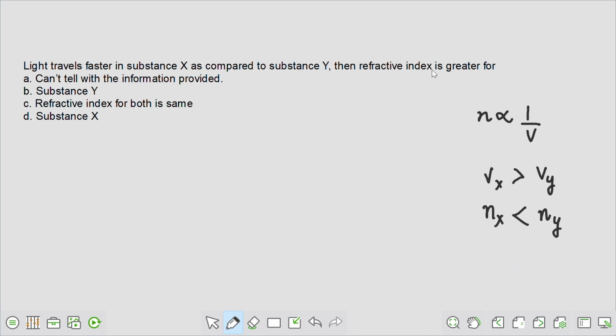So what is the right answer? The refractive index is greater for substance Y. Yes, so you just have to remember this relation: refractive index is inversely proportional to V. So let's move to the second question.